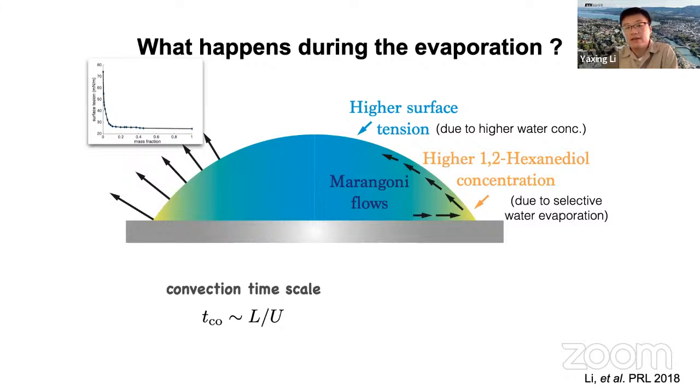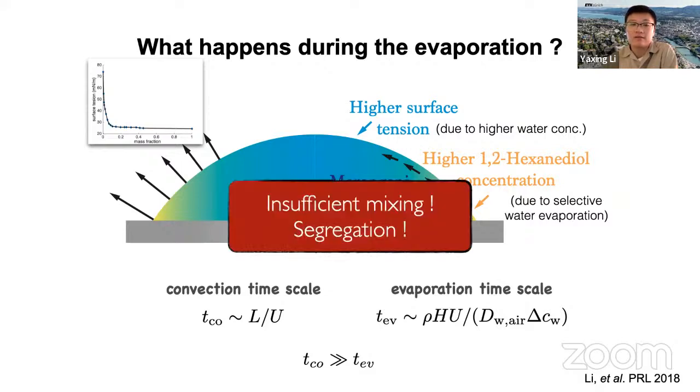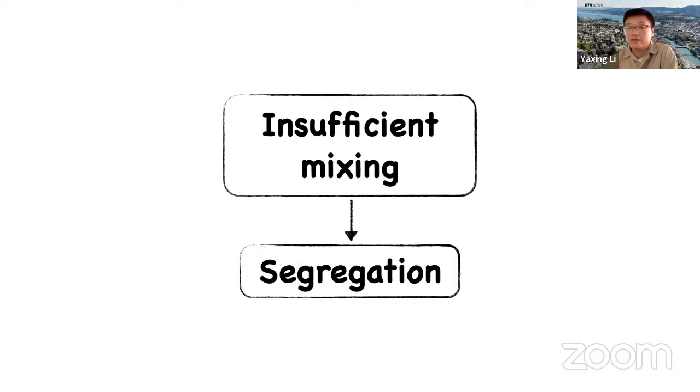Then we estimate the convection time scale and also the evaporation time scale. If we compare these two, we find the convection time scale is much larger than the evaporation time scale. This shows the convection is too slow and insufficient to mix the droplet. Then the hexanediol will accumulate at the edge of the droplet, become more and more concentrated, and then nucleate and separate from the system. So the first message I want you to take away is that insufficient mixing will cause segregation, even in a binary system in which two components mix very well in equilibrium.